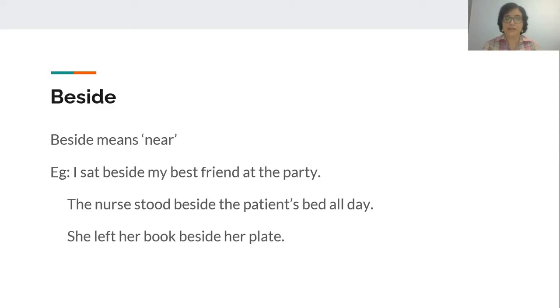The second sentence there, the nurse stood beside the patient's bed all day, meaning the nurse stood near the patient's bed all day. I can also say she left her book beside her plate, near her plate. So if I want to use another word for near, I can use this word, beside. Okay? I'll make a few more sentences so that the meaning of this word becomes even clearer.